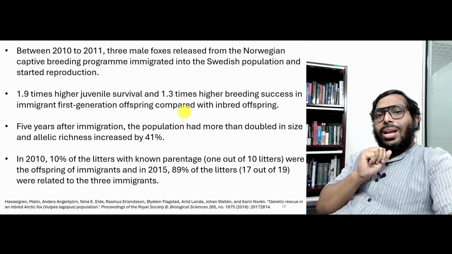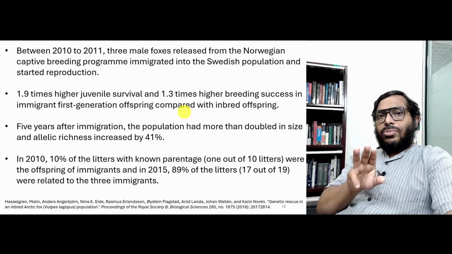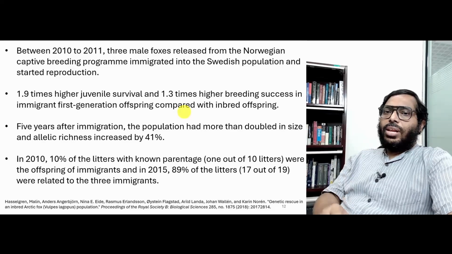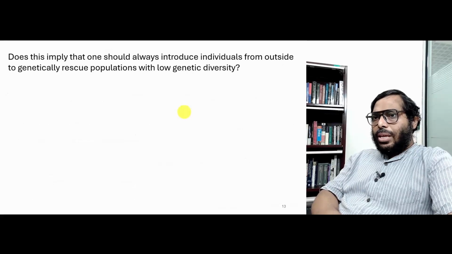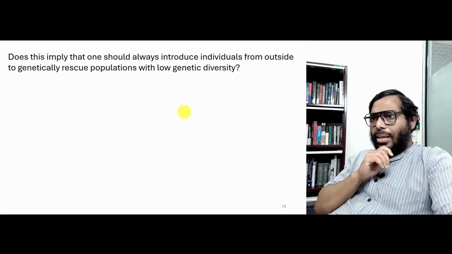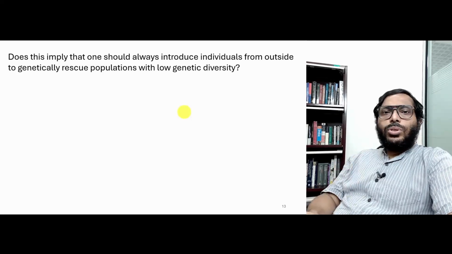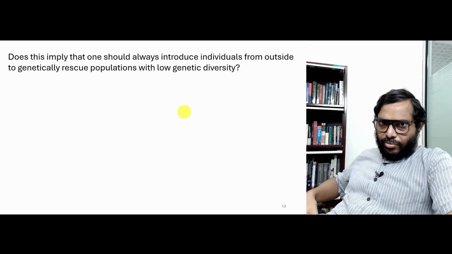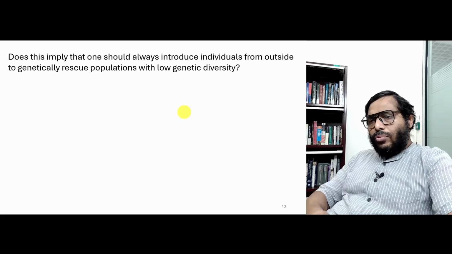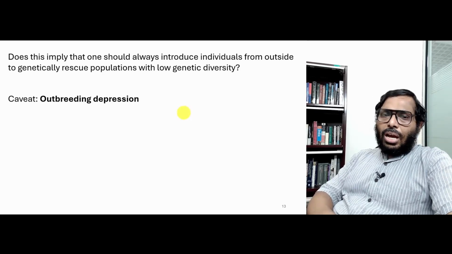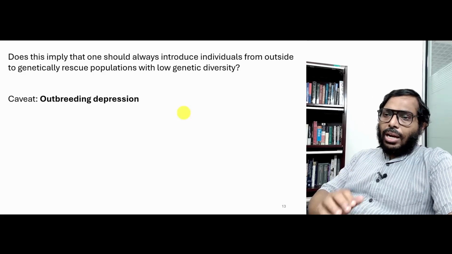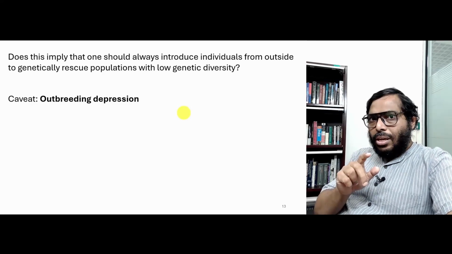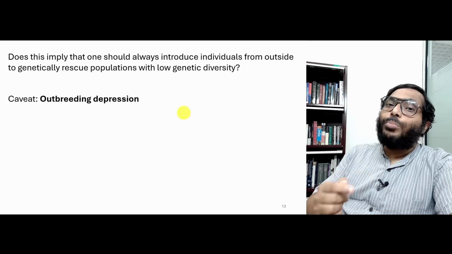So, this is again one example of where just 3 individuals are able to rescue a population in a very, very big way. Now, if this be the case, then does this imply that one should always introduce individuals from outside to genetically rescue populations with low genetic diversity? And although I would have loved to say that the answer is yes, unfortunately that is not the case. And the reason is because just as you have inbreeding depression, you can also end up having something known as outbreeding depression.